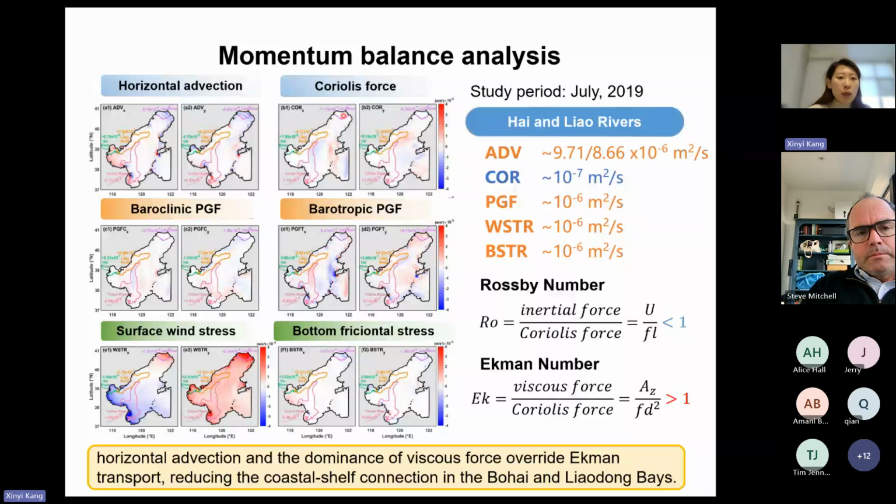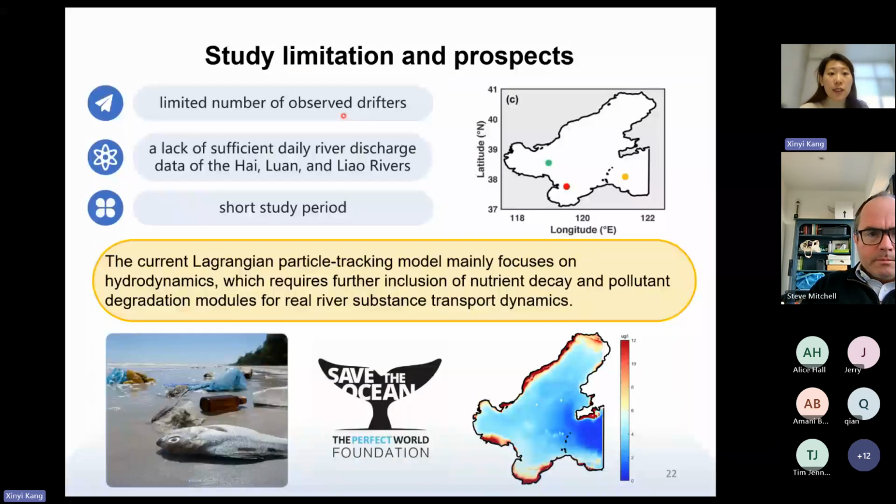And I still want to address the study limitations for this chapter. First, we only deployed 3 drifters in this study area, which is not enough, of course. For future work, we will deploy more drifters, especially in the coastal areas, to study the coastal dispersal pattern. And also, for the river discharge data, we don't have daily river discharge data for the Hai River, Liao River, and the Luan River.